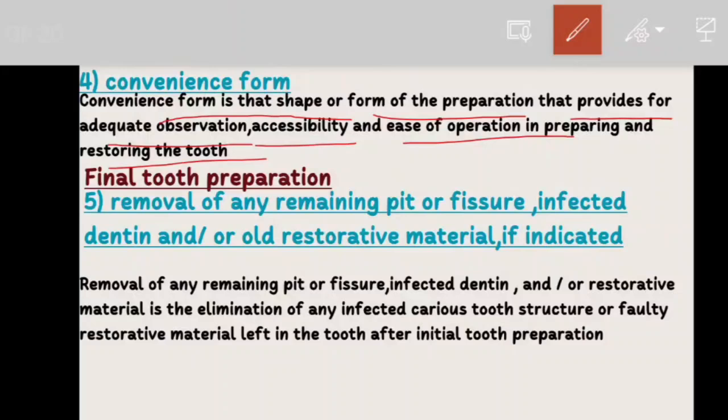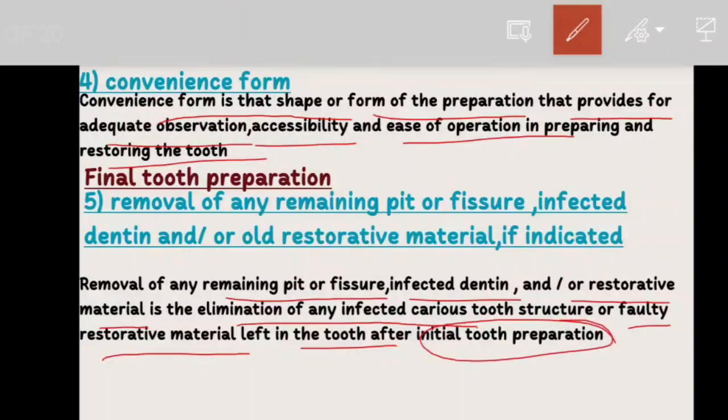Now the final tooth preparation. Step 5 is the removal of any remaining pit and fissure, infected dentine and old restorative material, if indicated. This removal is the elimination of any infective caries, tooth structure or faulty restorative material left in the tooth after the initial tooth preparation.